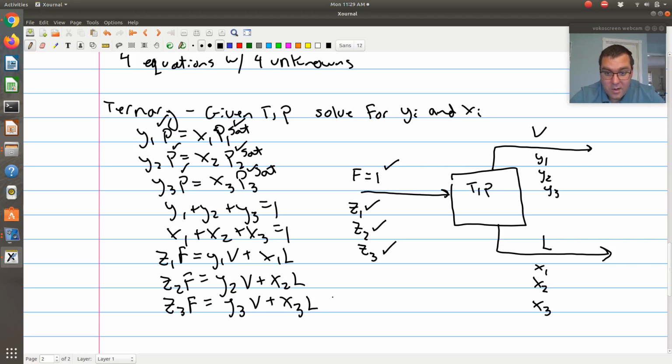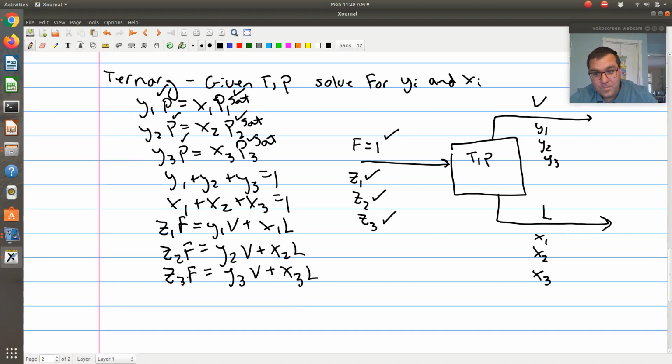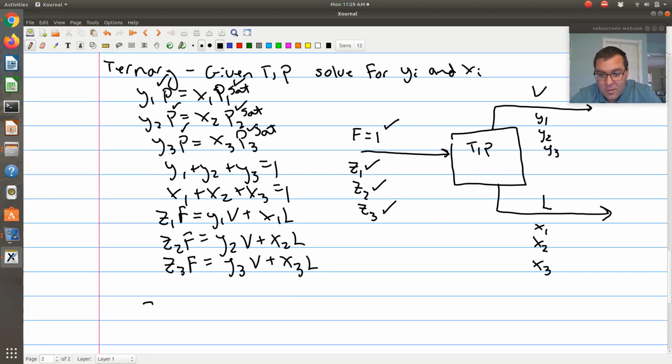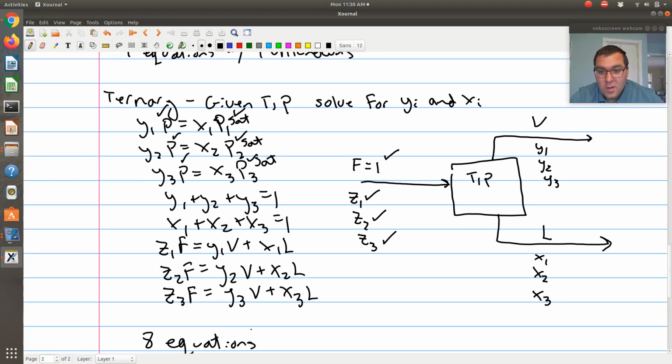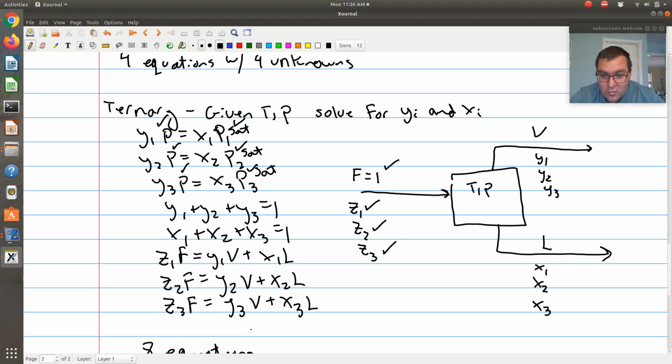Okay, and so now if I count up equations and unknowns, right, now I have 1, 2, 3, 4, 5, 6, 7, 8 equations. So I'm going to have 8 equations. Then in terms of number of unknowns, if I look back at our original system, I had 1, 2, 3, 4, 5 equations, and how many unknowns did we have there? We had 6, right? Y1, Y2, Y3, X1, X2, and X3. So I had 6 unknowns.